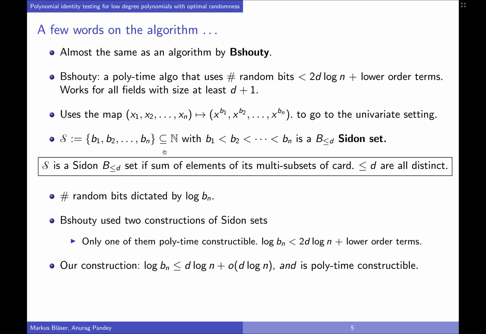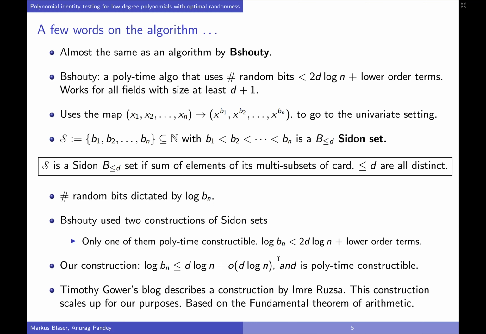And it can be shown that in his algorithm, the number of random bits is dictated by log of bn, where bn is the highest among b1 to bn. And he used two constructions of Sidon sets. Only one of them is known to be polytime constructible. And in there, log of bn was upper bounded by something like 2d log n. And this is where our algorithm differs, because we use a different construction of Sidon set, where it turns out that log of bn is upper bounded by d log n, and this is also polytime constructible.